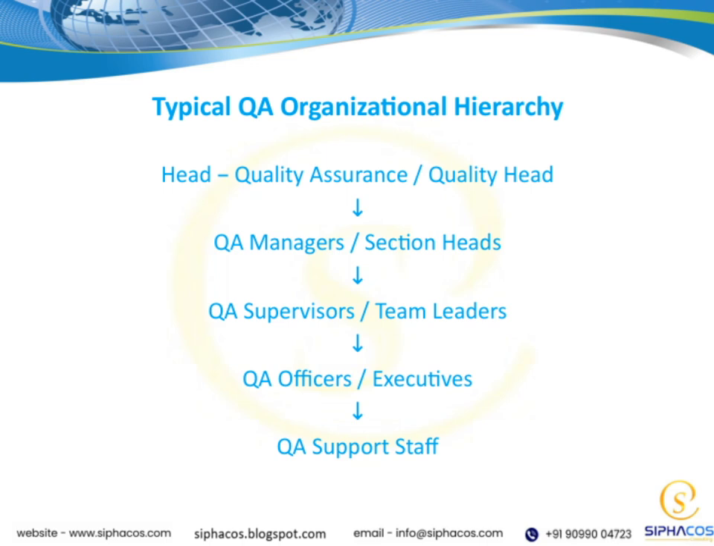Understanding this hierarchy is important because it highlights how quality assurance is a structured, collaborative effort. Each level has specific responsibilities, but all work together toward the common goal of delivering quality. This structure also ensures clear lines of communication and accountability, which are essential for maintaining high standards throughout the organization.